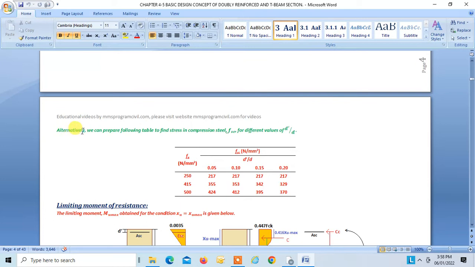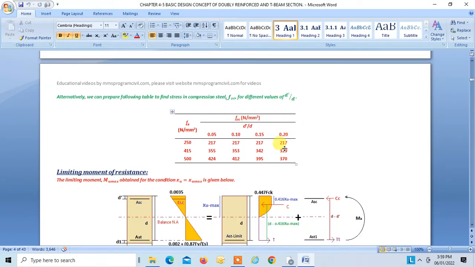So there is an alternate method, or another table, through which you can find FSC. You can first find the ratio of d dash by d. d dash is the distance, the effective cover, that is from the CG of the compression steel to the top, or to the outer face of the concrete, and d is the effective depth, right? So for this known ratio, and for the known grade of steel, you can get FSC from this table, and for intermediate values, you can do interpolation.